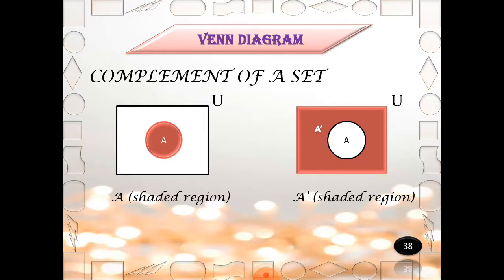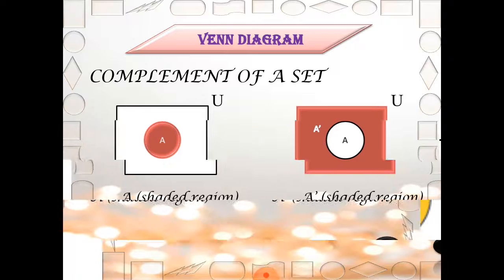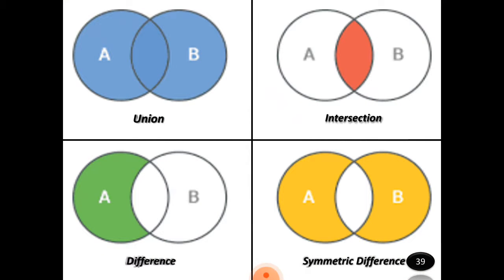Next, let us see the Venn diagram for all these things. First one, complement of a set. First, this is the Venn diagram for complement of a set. Second image, A dash. The A portion which is red in color is the complement of a set in the second diagram. Next, union, intersection, difference and symmetric difference. These are the Venn diagrams for all the four set operations.